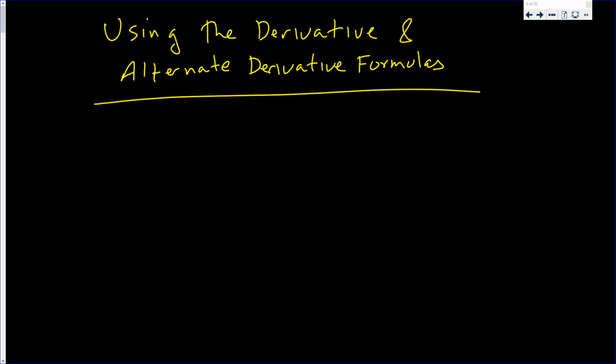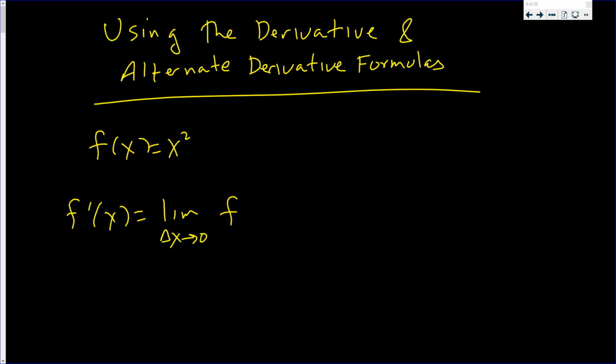Using the derivative and the alternate derivative formulas. Suppose we wanted to find the derivative of good old f of x equal to x squared. Well, we know the answer. I stated it twice so far. It's 2x, but let's do this. F prime of x is equal to the limit as delta x goes to 0 of f of x plus delta x minus f of x over delta x.